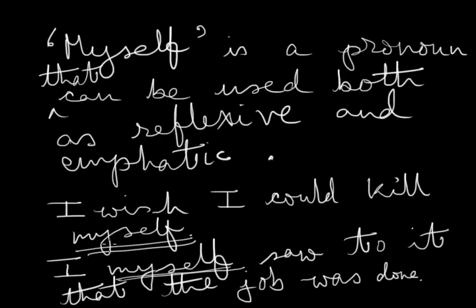So these are the two different usages of myself. One is reflexive and the other is emphatic. One, when we try to describe some action where the action reflects back on the doer himself, that is called the reflexive pronoun, myself. And the other case is of emphatic pronoun, when we try to put stress or put emphasis on what I am saying.